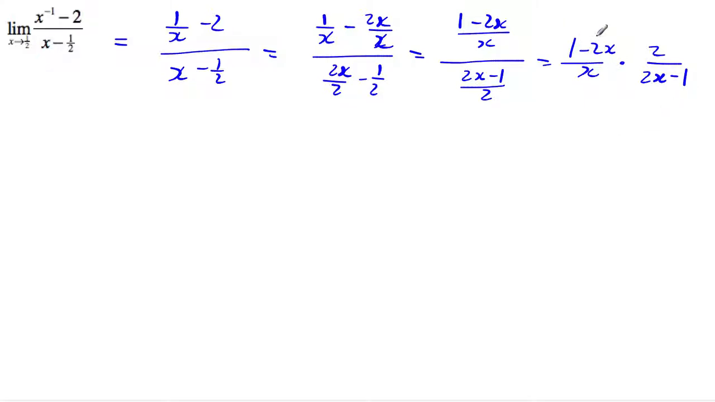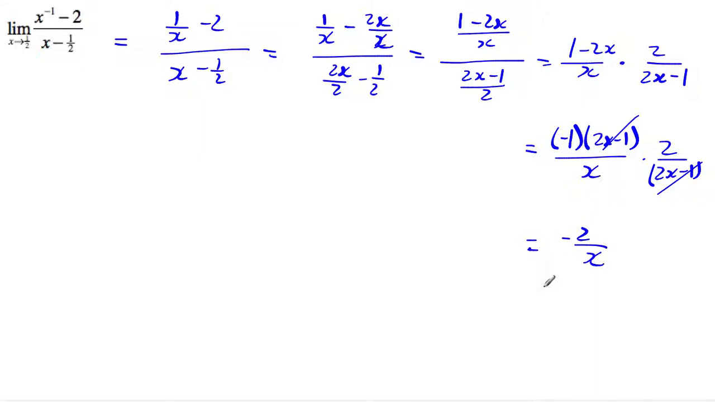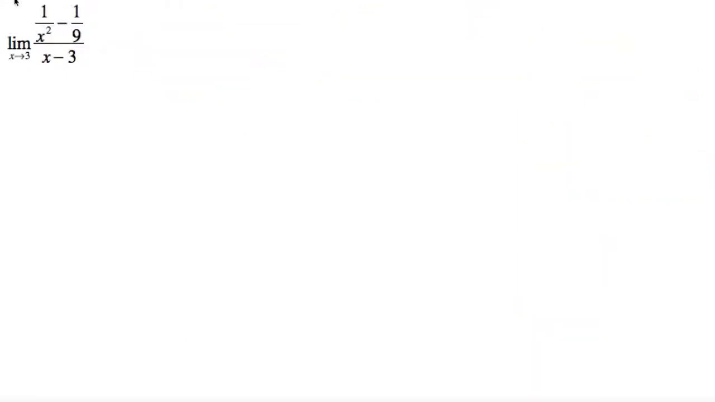Notice how the 1 minus 2x and the 2x minus 1 are opposites, so I can actually factor out a negative 1 from this, and I'm left with a 2x minus 1. Oh, that's going to be a hard one in class. So we actually get negative 2 over x. We can plug in our value now, so we get negative 2 over 1/2, which is negative 4. It's a lot of algebra with that one. That was a good one.